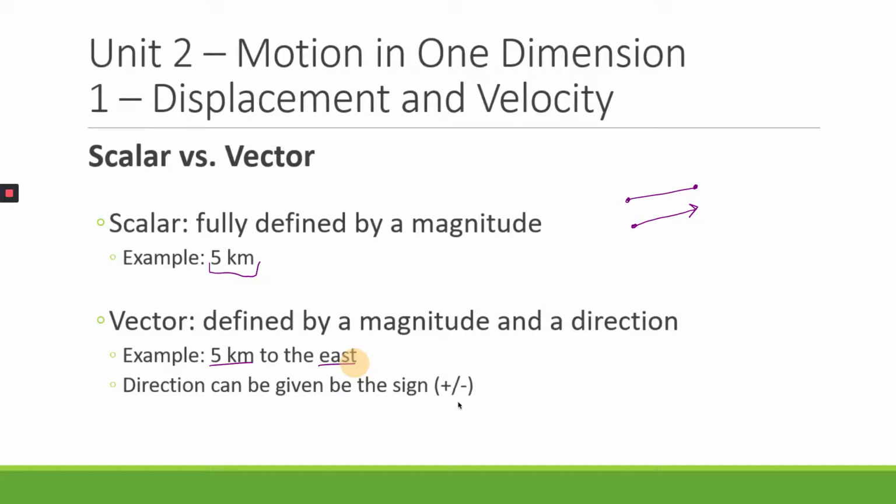One thing to be wary of, sometimes we use positive and negative for directions. East doesn't really work well in a formula. So usually we convert east to just a sign, positive or negative. And you'll see that as we go through.